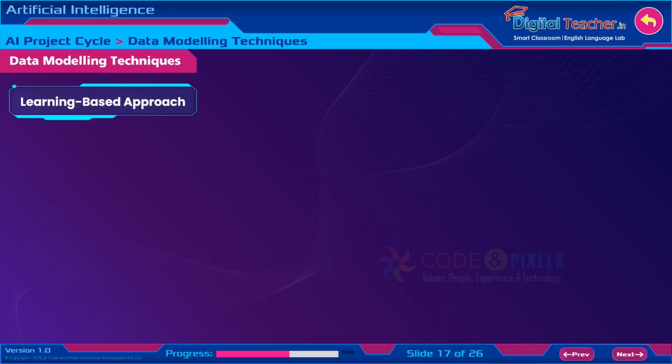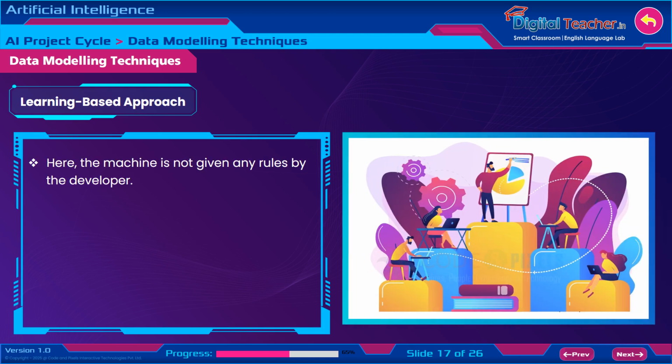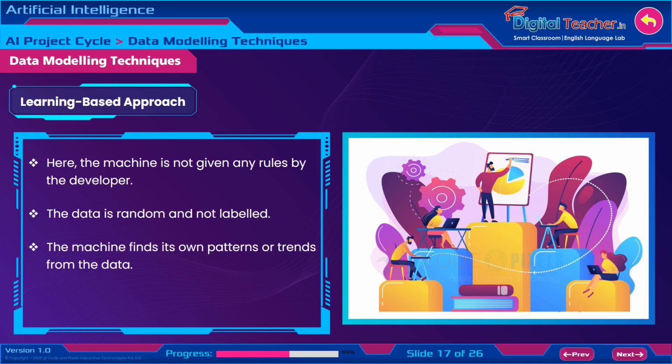Learning-based approach. Here, the machine is not given any rules by the developer. The data is random and not labeled. The machine finds its own patterns or trends from the data.